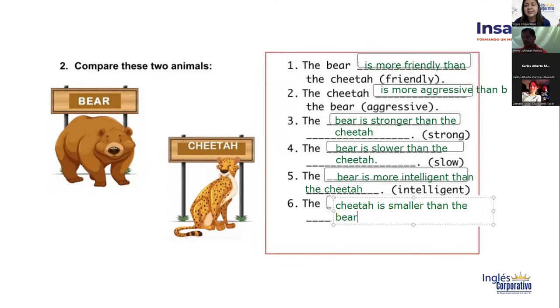Okay. Very nice. Any questions? Or so far so good? Yes. So far so good. Okay. Because we have more exercises to complete.